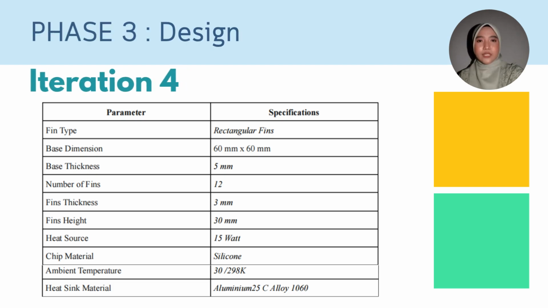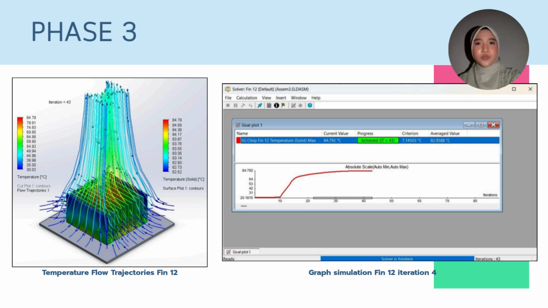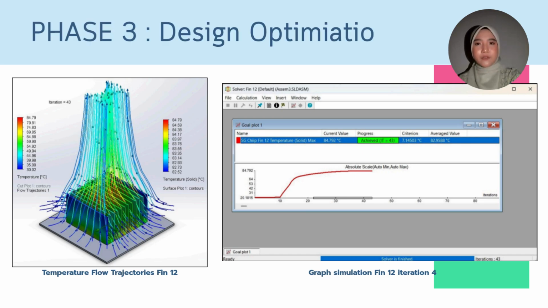Finally, we push the design to its limit in iteration 4 by increasing the count to 12 rectangular fins. While this provides the maximum total surface area among all iterations, the narrow spacing between the fins becomes a significant design concern for buoyancy-driven airflow. As shown in the flow trajectories and graph simulation, iteration 4 produced the highest maximum temperature at 84.79 Celsius, which is just under our 85 Celsius safety limit.